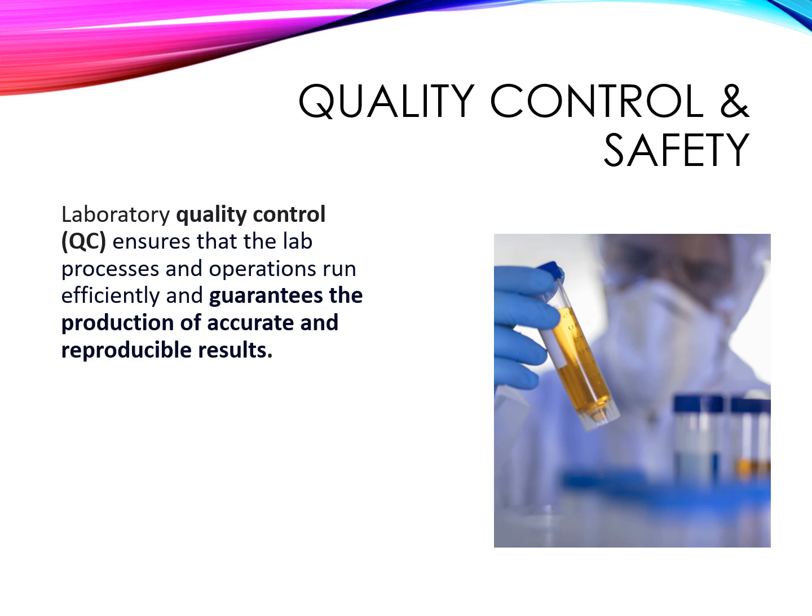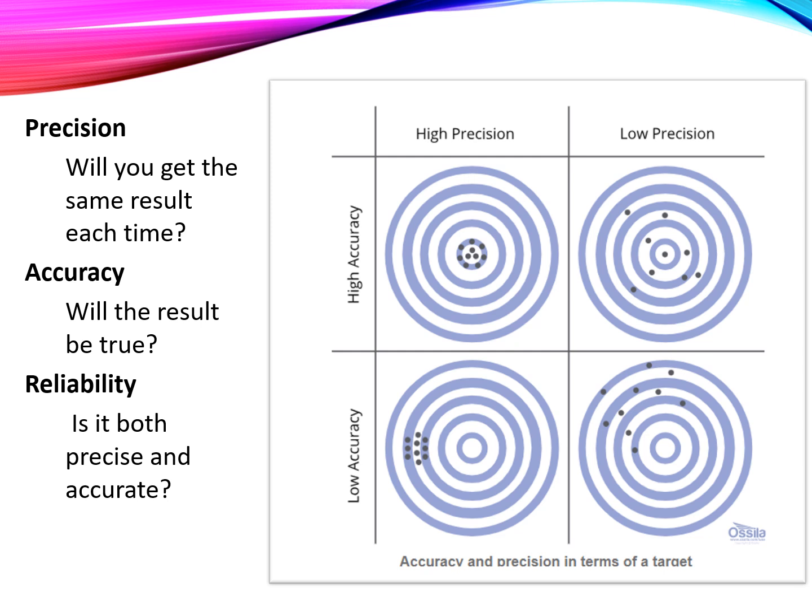Quality control is basically a series of actions or procedures that ensure that the lab processes and operations run efficiently and also guarantees the production of accurate and reproducible results. Some of the principles in quality control are precision and accuracy. Accuracy is the difference between the observed average value and a standard target value. Precision is the consistent results of repeated measurements regardless of closeness to a standard target value. Precision is basically independent of accuracy.